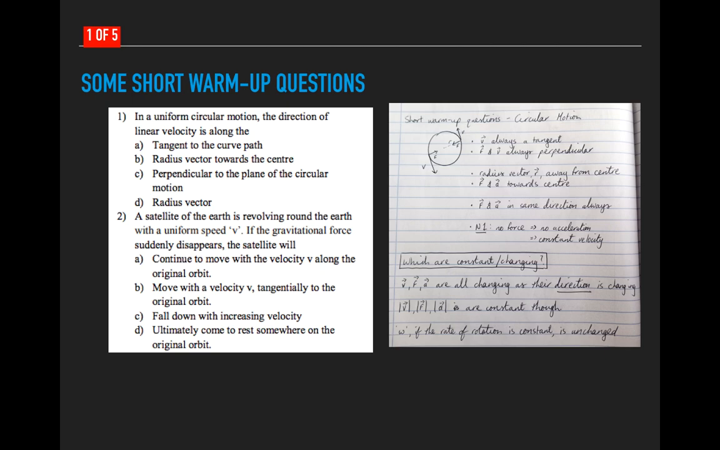So if we look then on the left-hand side at question 1, the direction of the linear velocity is always a tangent to the curved path. Okay, with question 2, if the gravitational force disappears, Newton's first law says there's no force, there's no acceleration, and if there's no acceleration, it'll keep moving at constant velocity. And we know that for a circular path, if you took away the force and the velocity is a tangent to the circular path, then the particle would travel along the tangent to the path at that point. So it would continue to move with the velocity tangentially to the original orbit. So B is the correct answer.